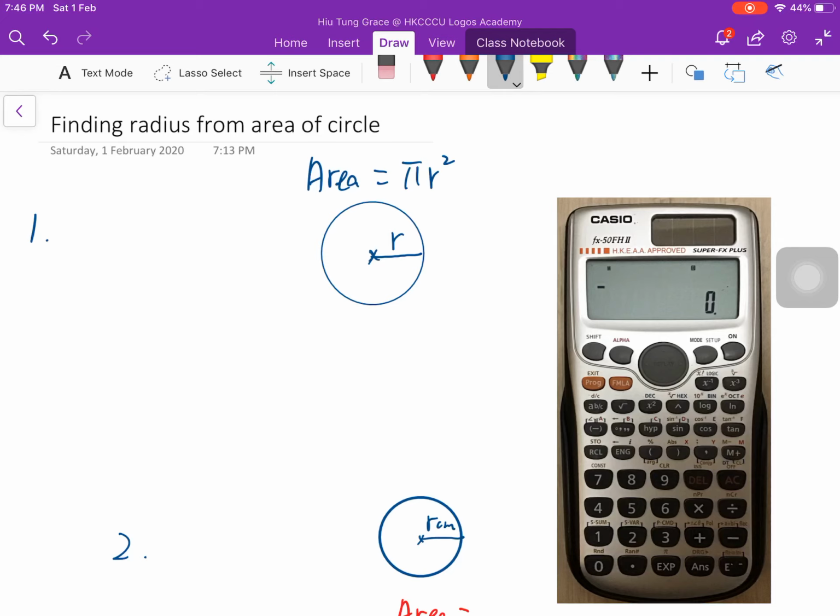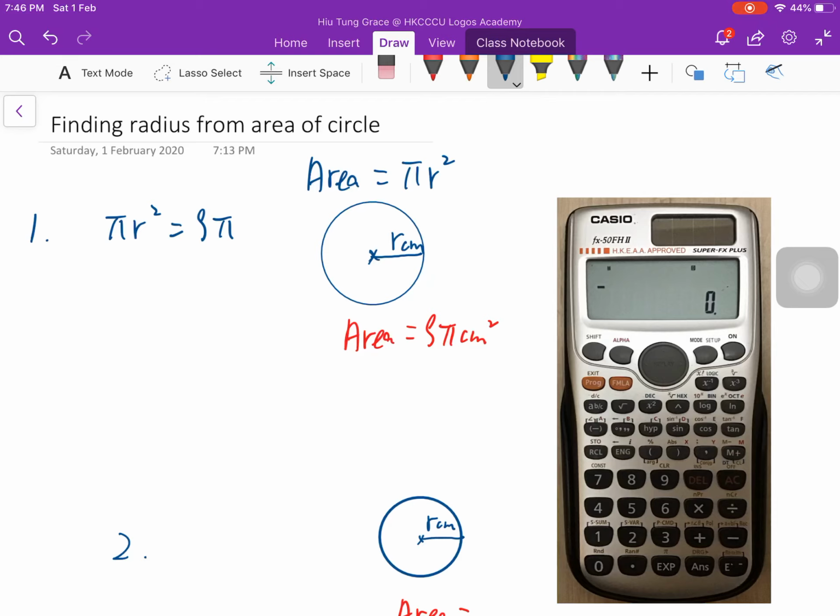To start with, let's see a simple example. Given a circle with radius r cm and the area equal to, let's say, 9 pi cm squared. To find the radius, we simply use substitution. We know that the area is 9 pi cm squared and the formula is pi r squared, so we start with pi r squared is equal to 9 pi.